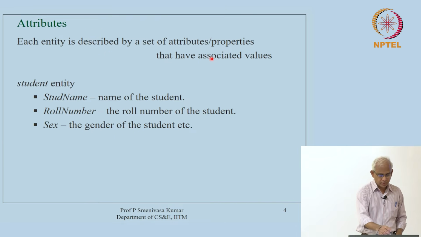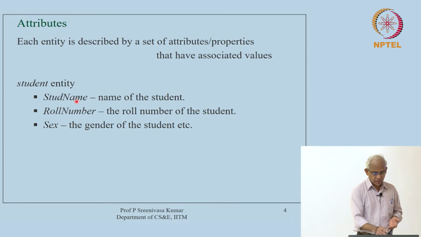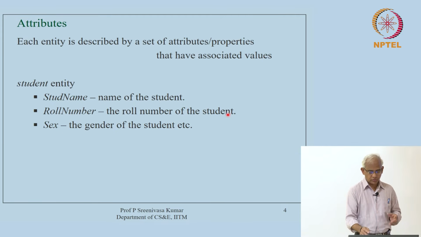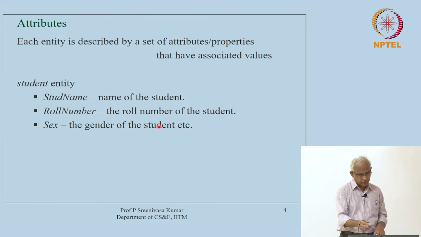Okay. So, we will come to that. Let us take the student entity. These are some of the various attributes that we would like to keep track of, associated information with the student entity, like student name, name of the student. Roll number is an attribute that assumes values of roll numbers for the student. Sex is the gender of the student, like that. We will go a little deeper into these attributes in a short while. There are various kinds of attributes, we will see them all.